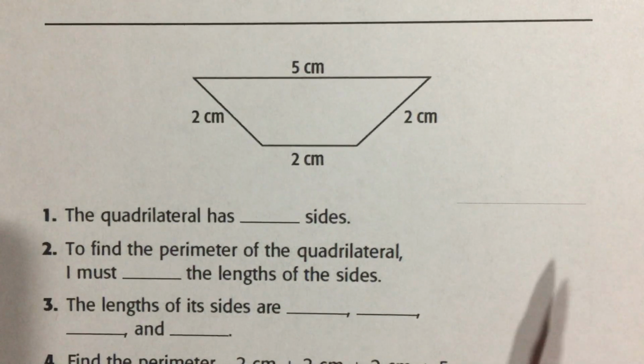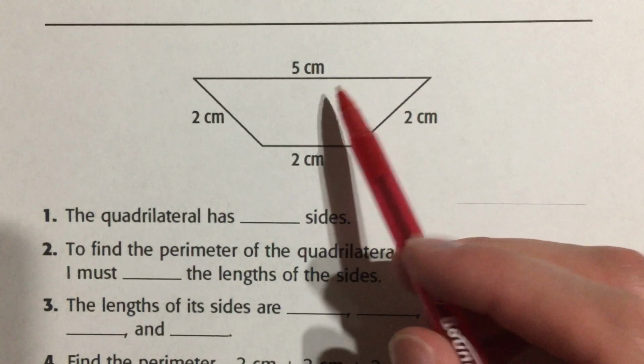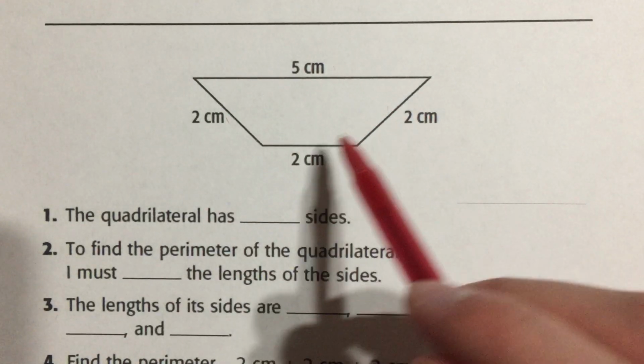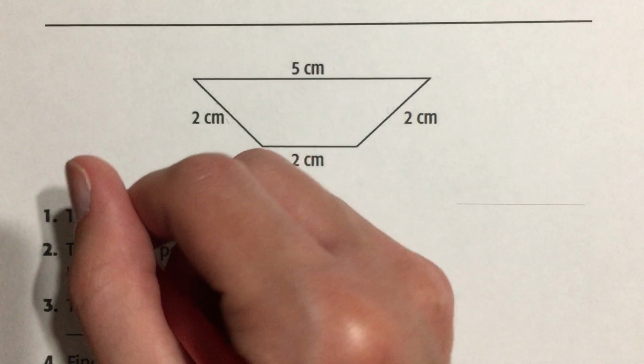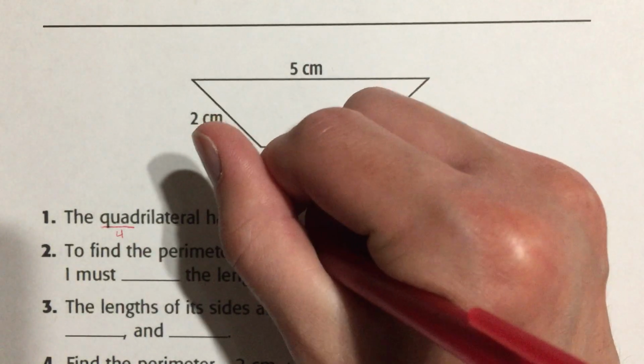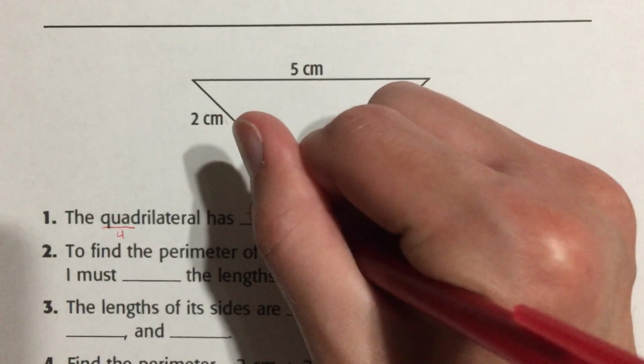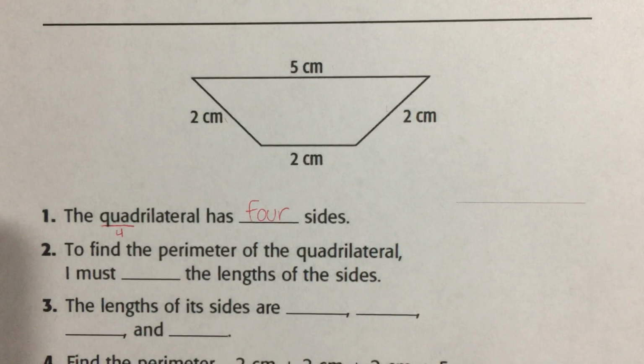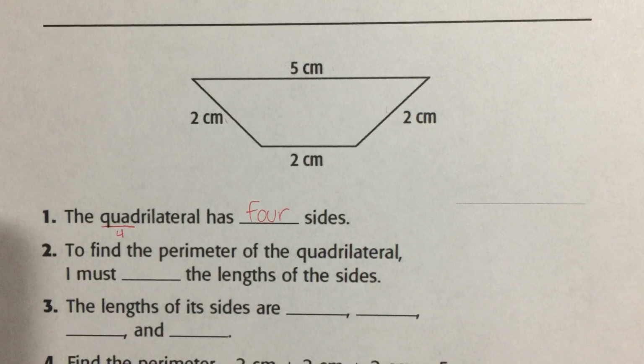Quadrilateral has how many sides? Well, there is the shape right here. We can count 1, 2, 3, 4. But we know that that prefix right there, quad, means 4. This shape has 4 sides. Quadrilateral has 4 sides.